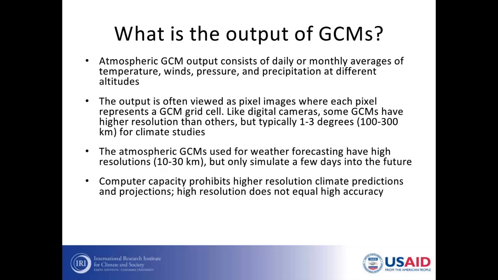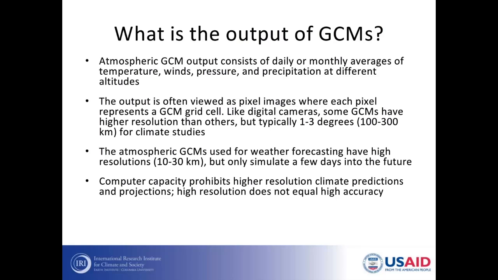Let's turn now to the outputs of GCMs. Atmospheric GCM outputs consist of daily or monthly averages of variables like temperature, winds, pressure, and precipitation at different altitudes in the atmosphere. The output is often viewed as pixel images, where each pixel represents a GCM grid cell. So like a digital camera, some GCMs have higher resolution than others, but typically 1 to 3 degrees. That's 100 to 300 kilometers for climate studies.